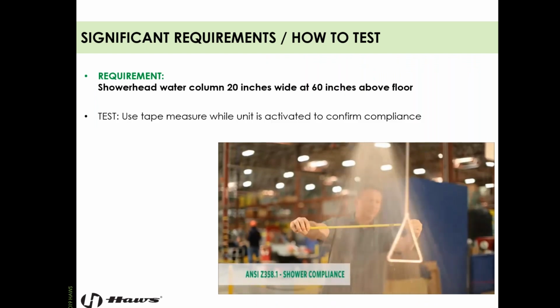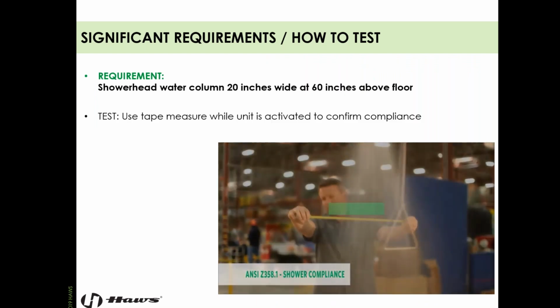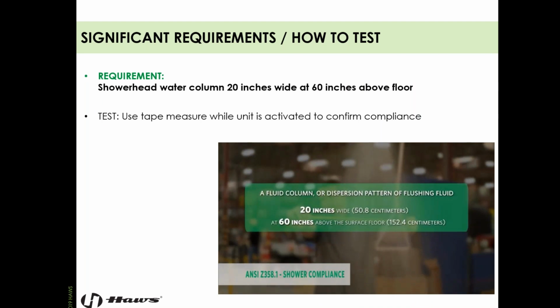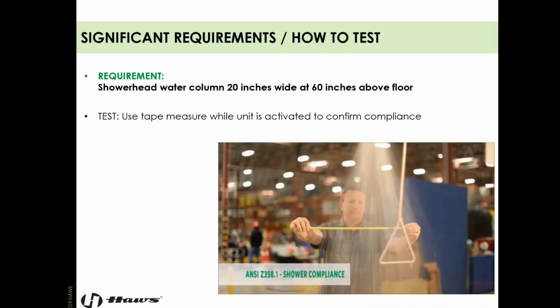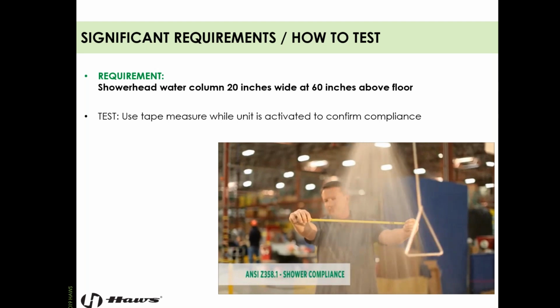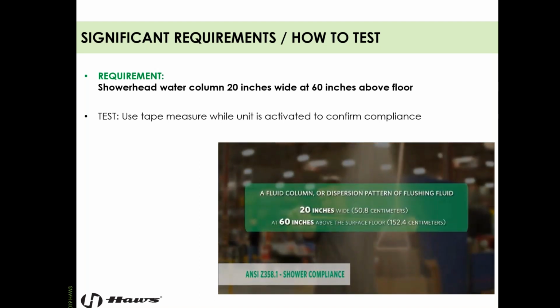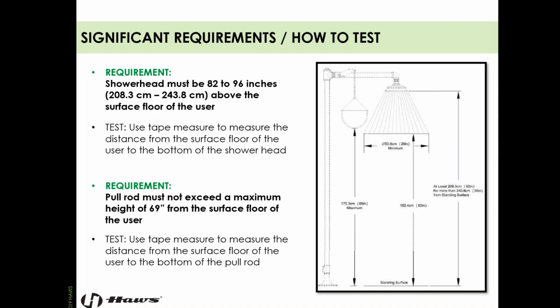Here's a great example. This is Bill, another one of my coworkers, a buddy of mine. He's measuring 20 inches wide, 60 inches above the floor. We're just ensuring that, again, it's covering you shoulder to shoulder. Piece of cake. Now the shower head has to be 82 to 96 inches. If it's too low, the spray pattern could be too narrow. If it's too high, it could be too wide. It's not going to rinse you correctly.